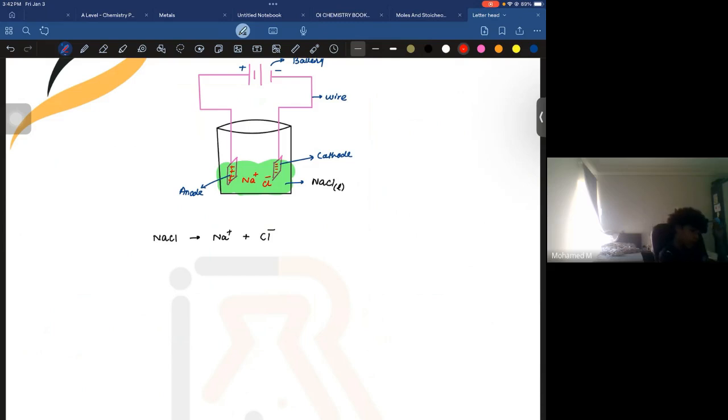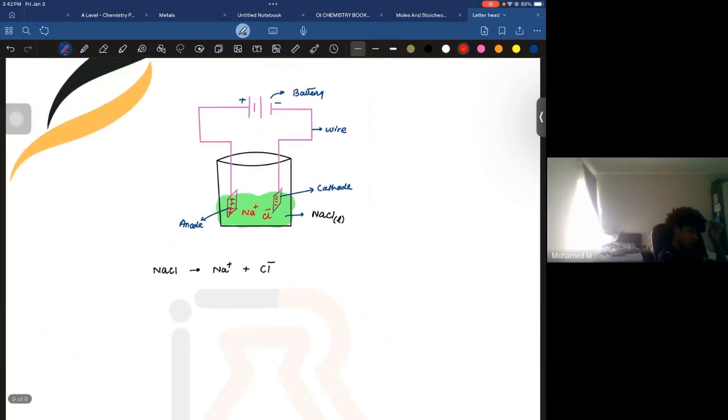Wait, sir, isn't it the other way around? Cathode's positive? No, cathode is negative and anode is positive. Oh, cathode is negative. It's inverse. If you're thinking that cation is positive, that's why, but cathode is negative. It's inverse basically. All right. So cathode is negative and anode is positive.